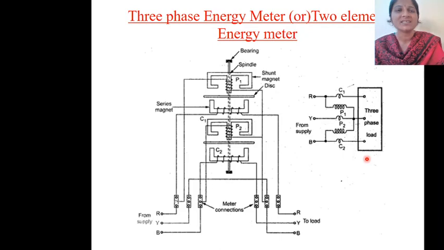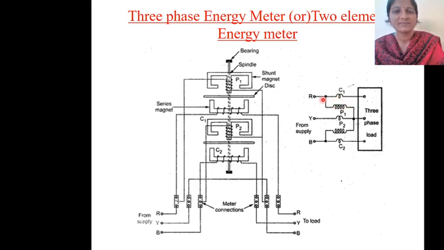Next, coming to the three-phase energy meter. Here we are considering three-phase, R, Y, B, that is, a three-wire system. For a three-wire system, a two-element energy meter is sufficient. For a four-wire system, you need a three-element energy meter. Here, an element is nothing but one single-phase energy meter. So here there are two meters.